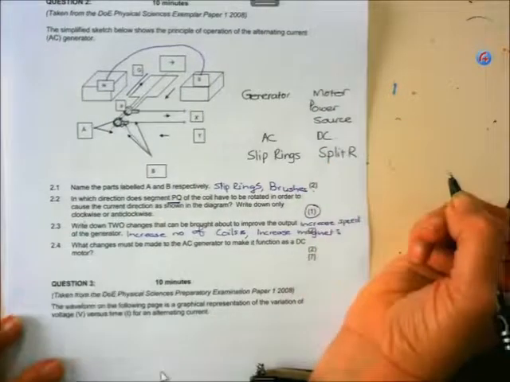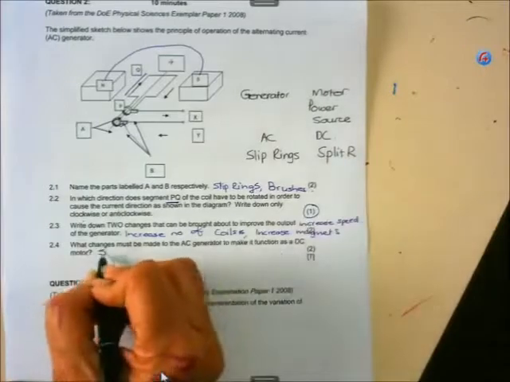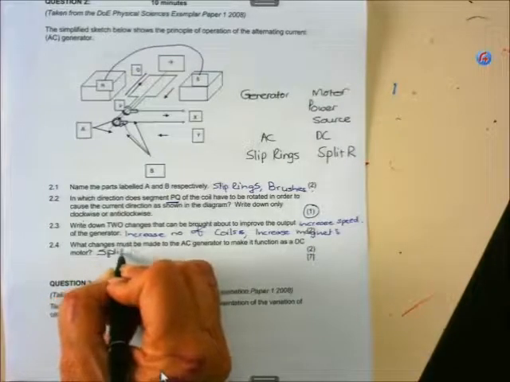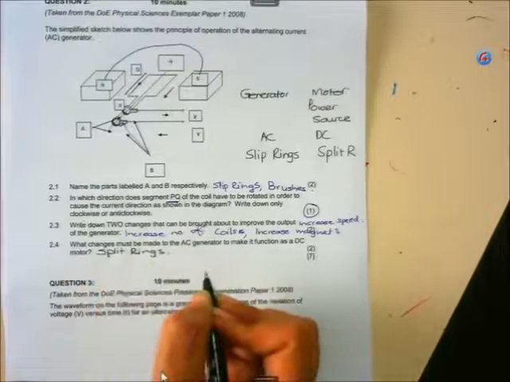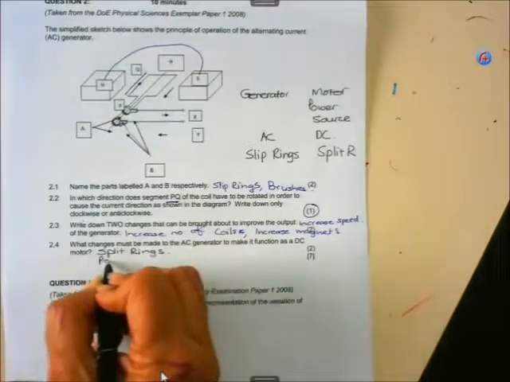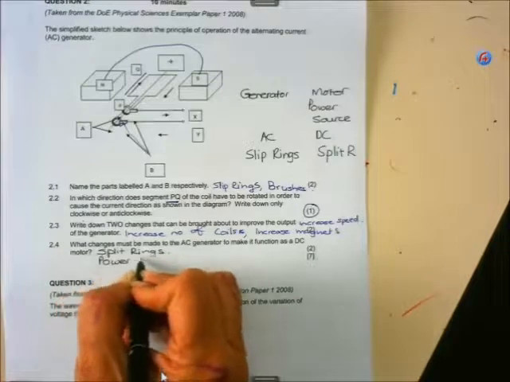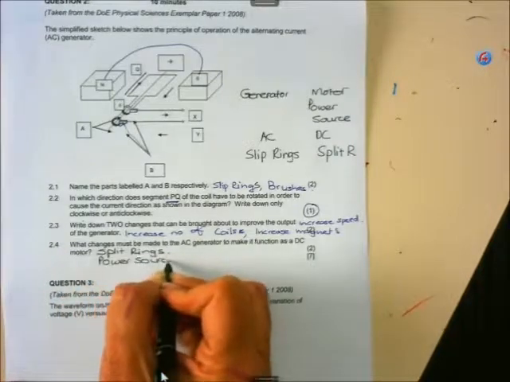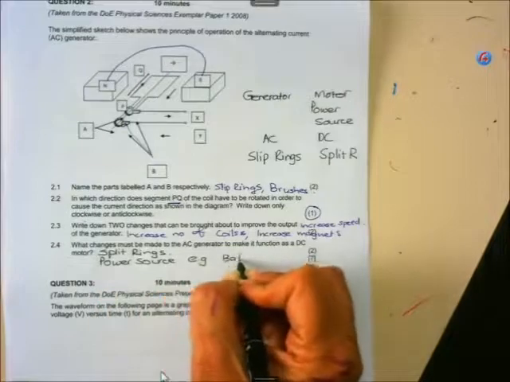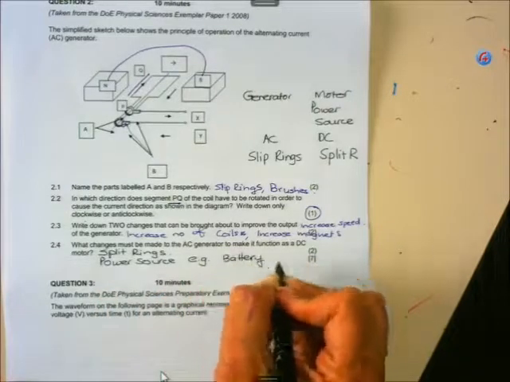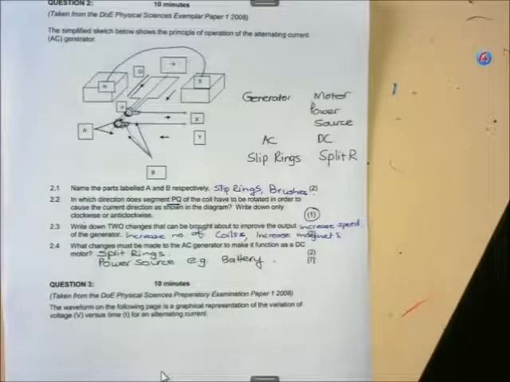Right, so what changes must be made? Number one, we would use split rings. And then number two, we would have to have a power source. For example, a battery. Right, got that? Okay, now the next question.